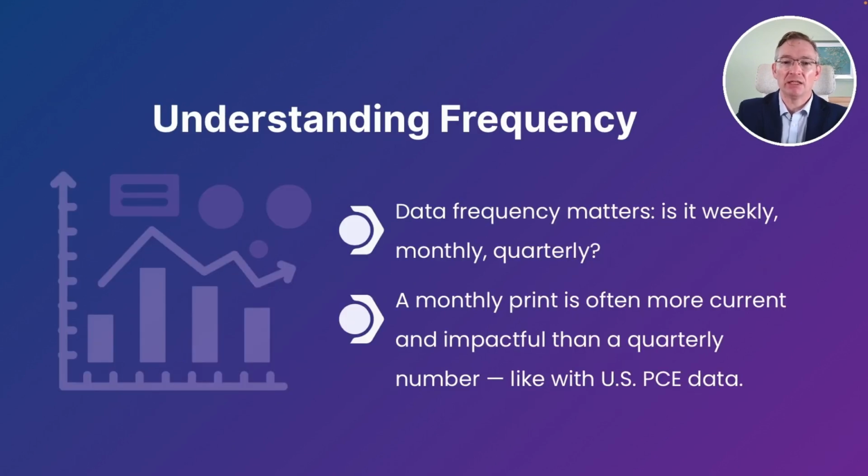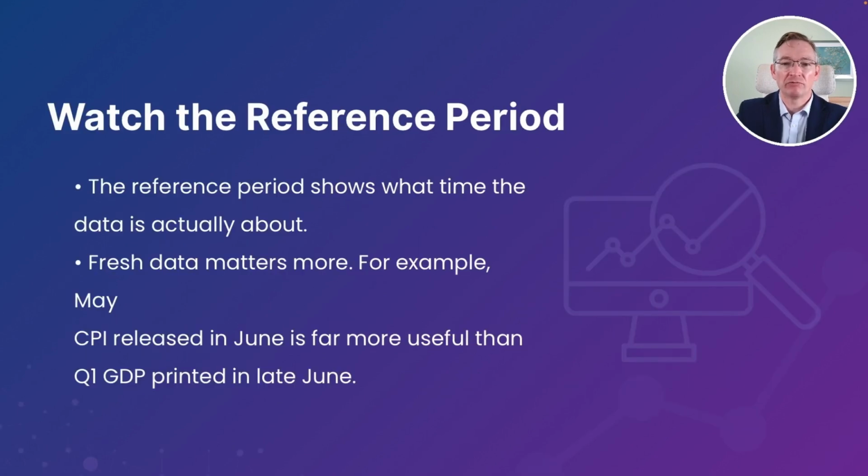Another thing that can be easy to overlook is how often a data point is released. Is it weekly, monthly, or quarterly? That matters. For example, US PCE inflation has both monthly and quarterly figures, but the monthly version is more timely and influential. Knowing which print carries weight is part of being prepared. The reference period tells you what time the data is actually reflecting. Now, more recent data is usually more actionable.